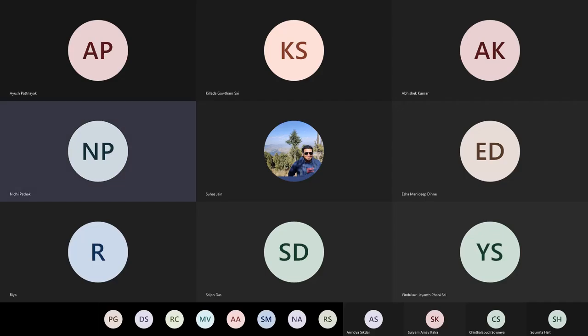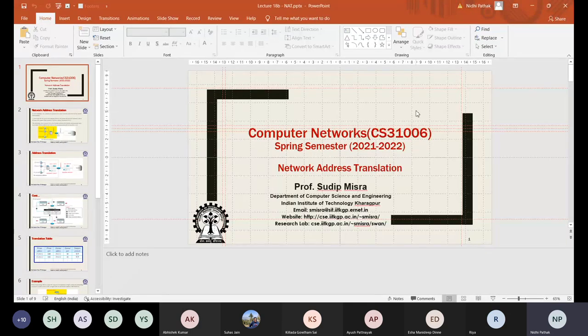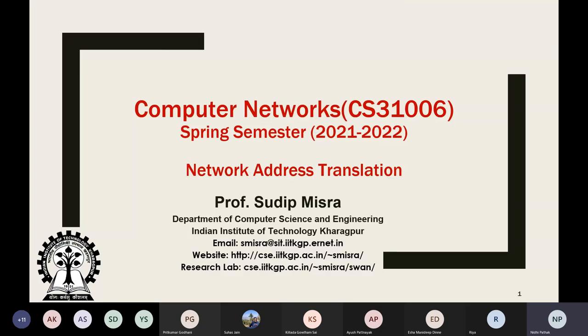This is a very important and interesting topic which we often use in daily life. It is called network address translation, NAT. Here also, I regret that because of a technical difficulty, I am not able to draw and explain to you, which would have been better. But let me try to explain what it is as best as I can.